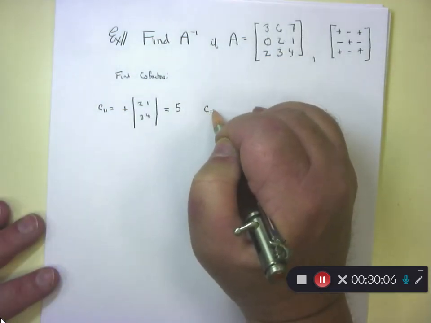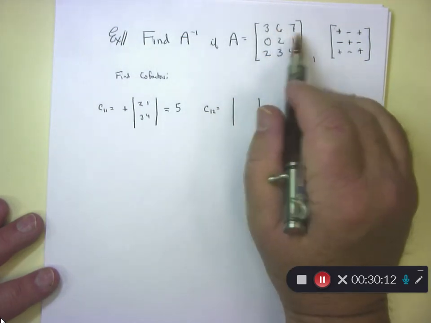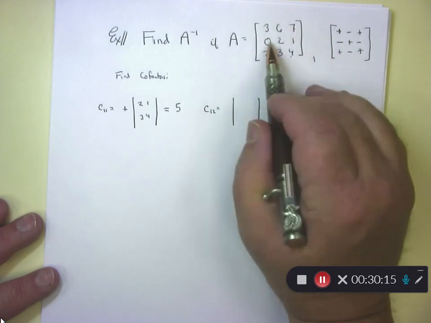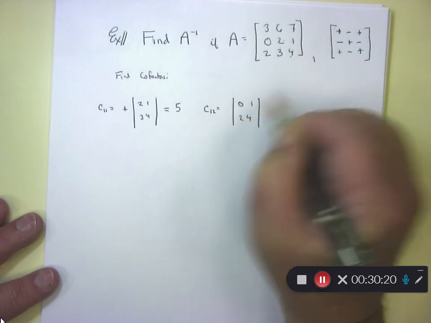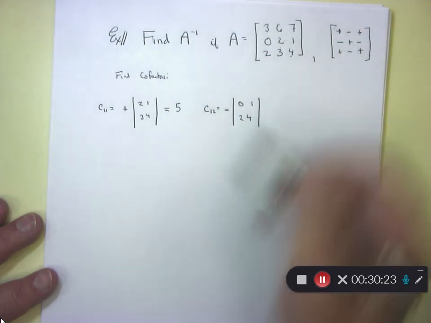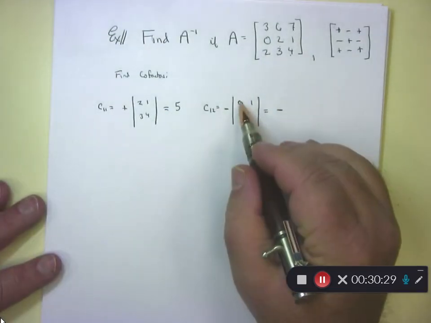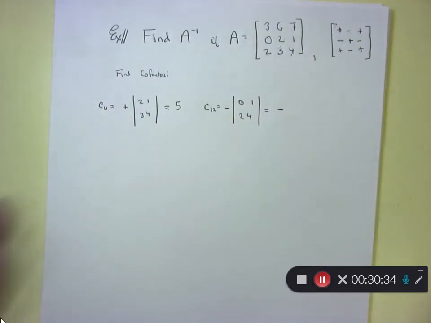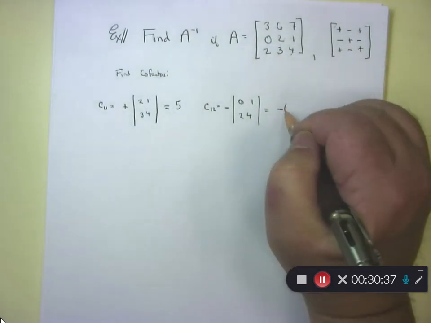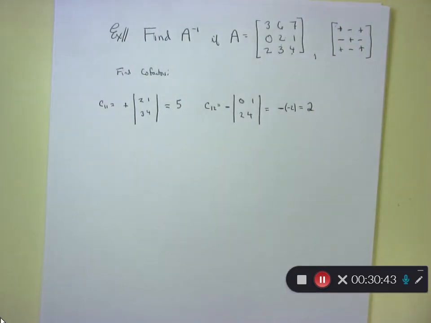Find C12. C12 is where the 6 is at. Knock off the row and column of that guy, and you get 0, 1, 2, 4. However, what's the sign of this guy? It's negative, so I'll get the negative out front. 0 times 4 is 0, minus 1 times 2 is 2. 0 minus 2 is negative 2, which makes the answer 2. Does that make sense? Keep going.